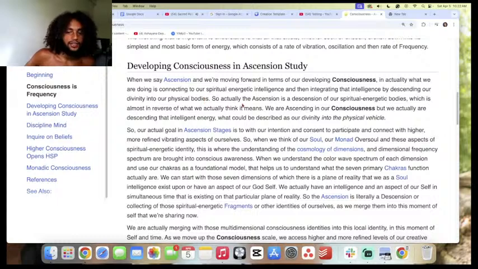So actually the ascension is a descension of our spiritual energetic bodies, which is almost the reverse of what we actually think it means, right? So we are ascending in our consciousness, but we actually are descending that intelligent energy, what could be described as our divinity, into the physical vehicle.